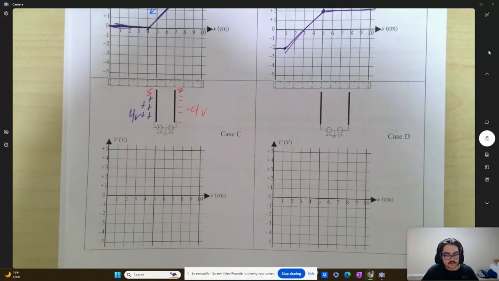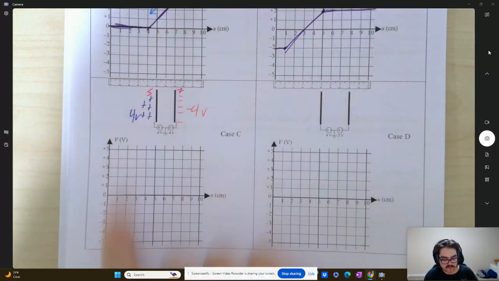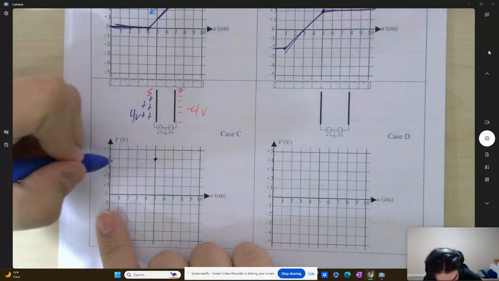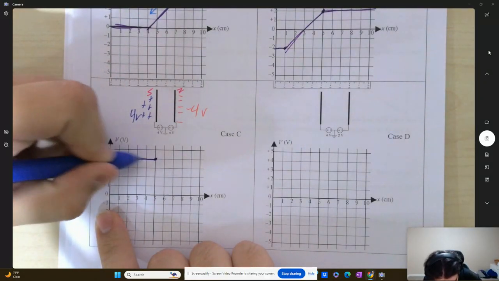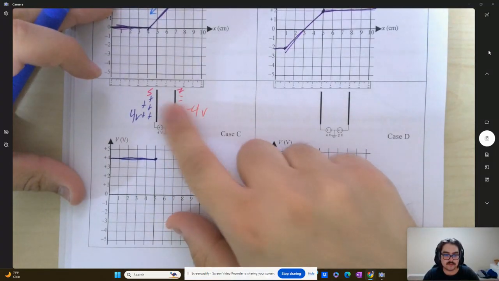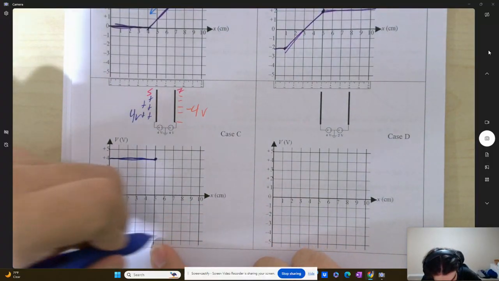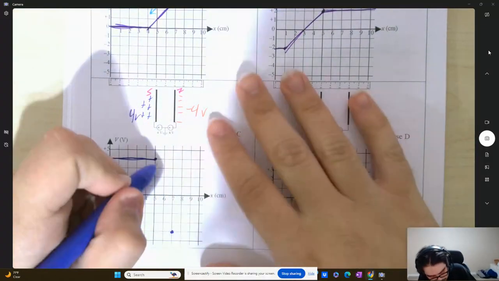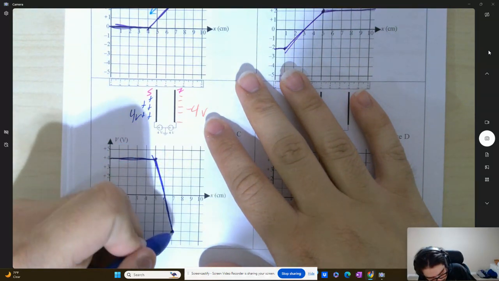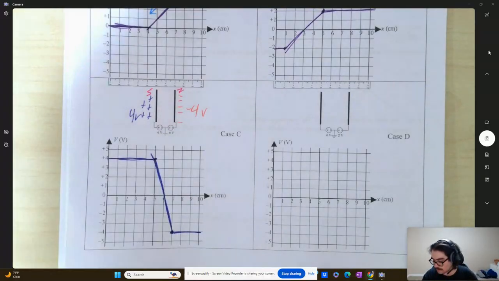So starting out, we should have 4 volts all the way until we get to position 5. And then when we get to 7, it decreases down to -4 at 7. So it's a pretty steep decrease. That's a really big decrease. And then it remains constant, continuing out of the plates.